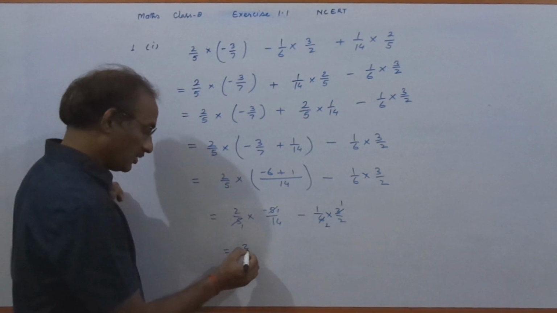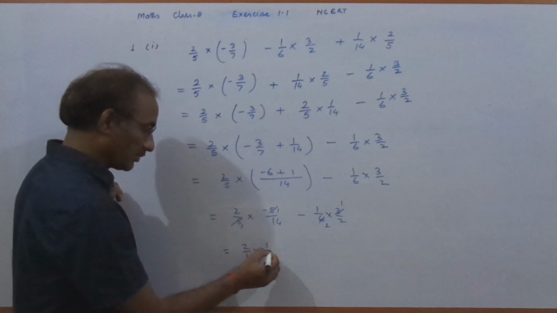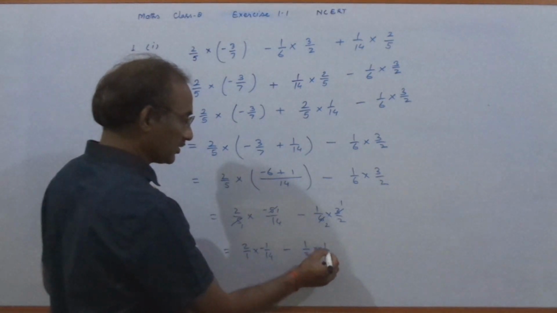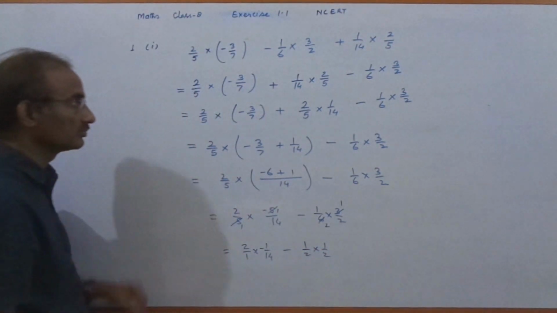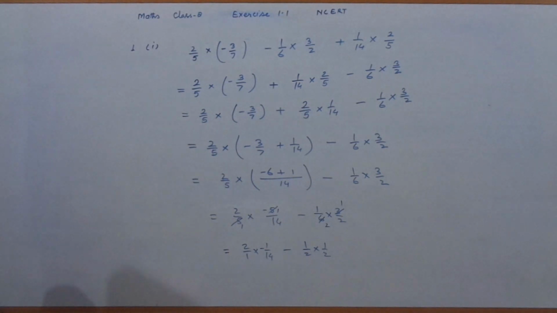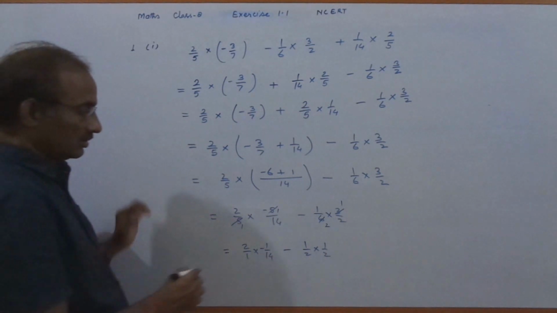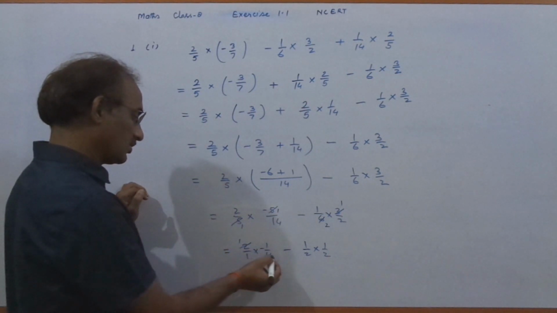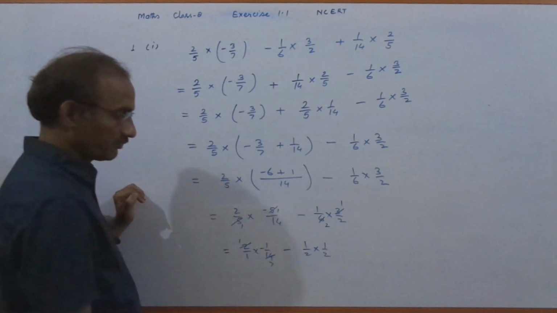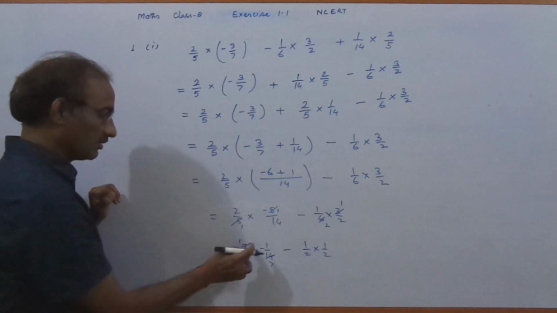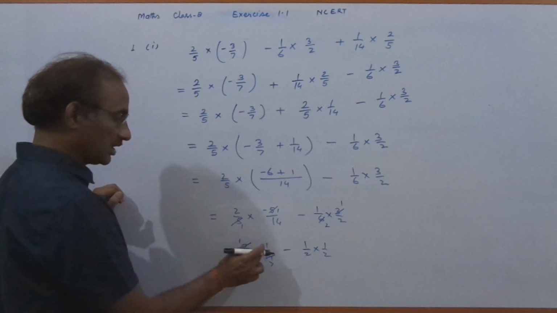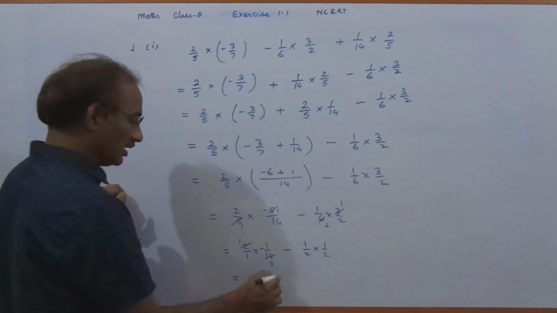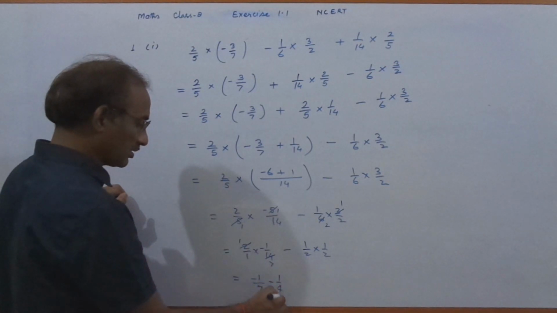So here we can write 2 upon 1 into minus 1 upon 14 minus 1 upon 2 into 1 upon 2. 14 is also cancelled with 2. 2 1s are 2 and 2 7s are 14. So here we get 1 1s are 1. 1 is multiplied with minus 1, so we get minus 1 upon 7 and minus 1 upon 4.